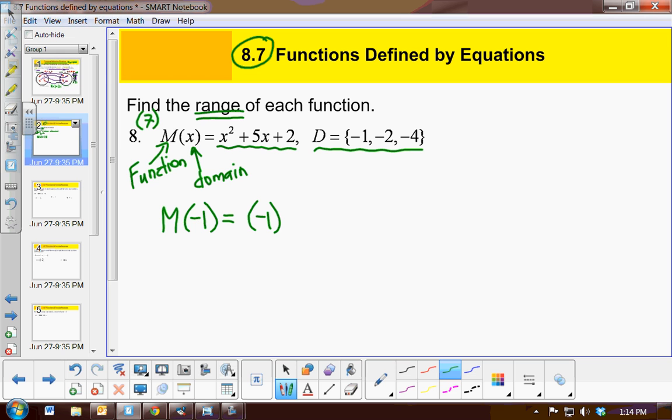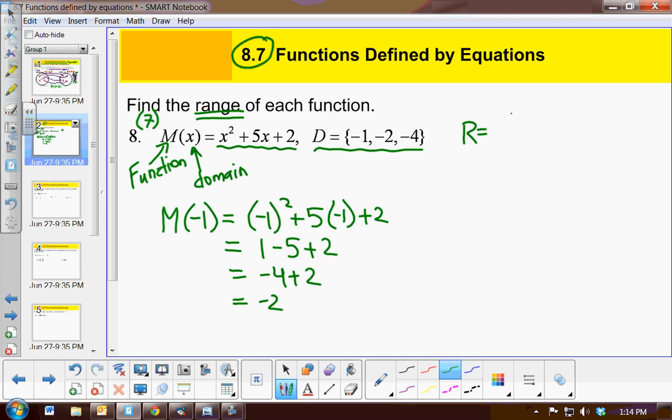So I'm going to have negative 1 squared plus 5 times negative 1 plus 2. Notice I replaced x with a negative 1. Now let's simplify the expression. Negative 1 times negative 1 is 1, minus 5 plus 2. 1 minus 5 is negative 4, plus 2. So the result would be negative 2. So the first value in the range would be negative 2.